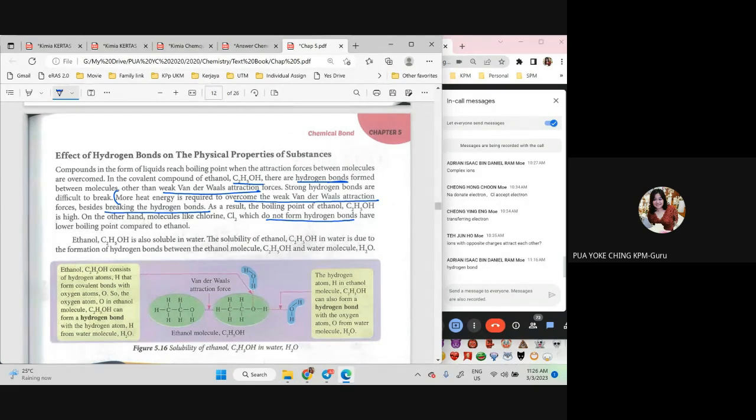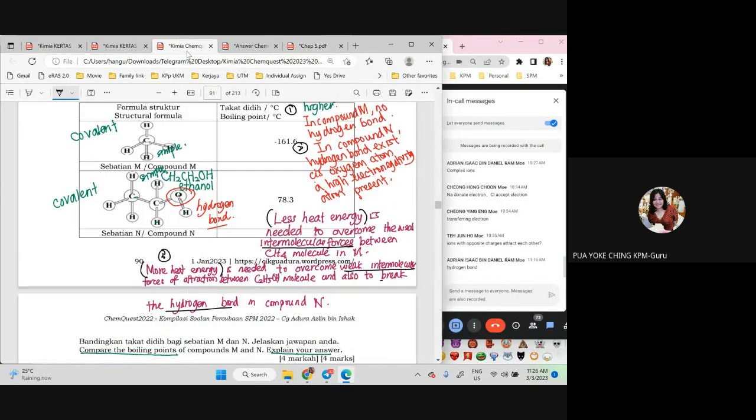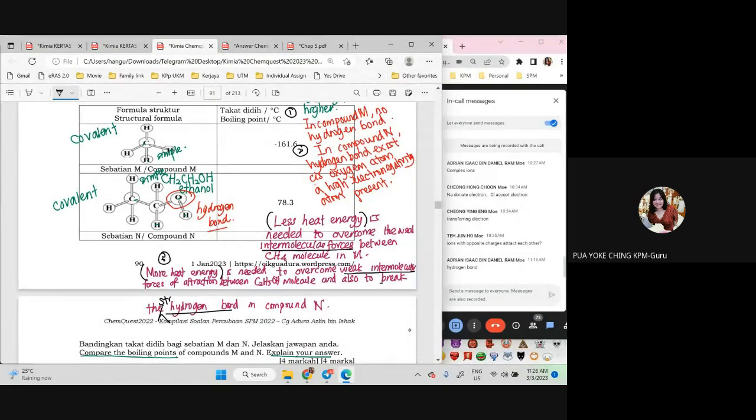Okay, so if you want to be more complicated, then you also can put in here lah, strong hydrogen bond. Then it will be more specific that you need more heat energy. Okay? So we done chapter 5.